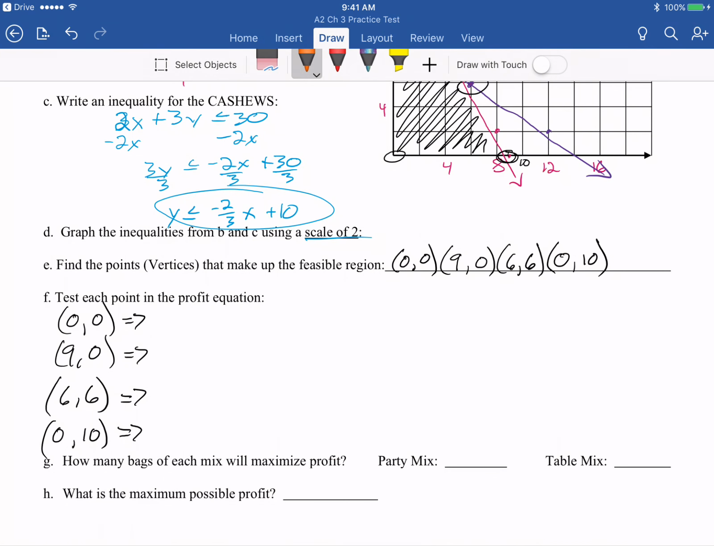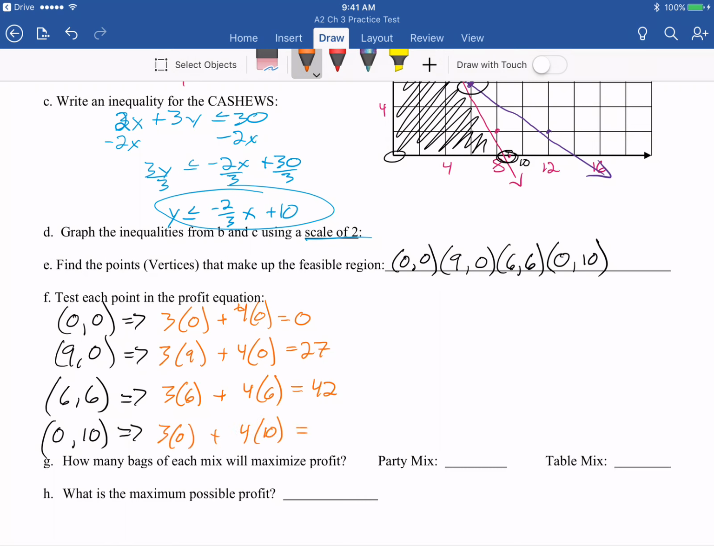All right, plugging them in, I get 3 times 0 plus 4 times 0 equal to 0. 3 times 9 plus 4 times 0 is equal to 27. 3 times 6 plus 4 times 6 is going to be 18 and 24, which makes 42. This guy's going to be 3 times 0 plus 4 times 10. That makes 40. So you can see here that this 42 is my max.